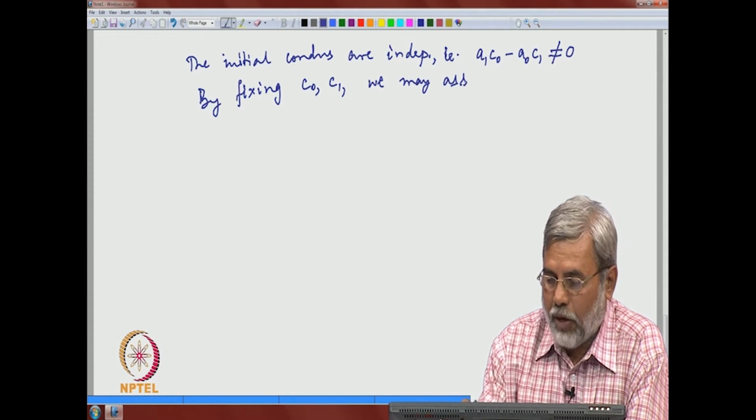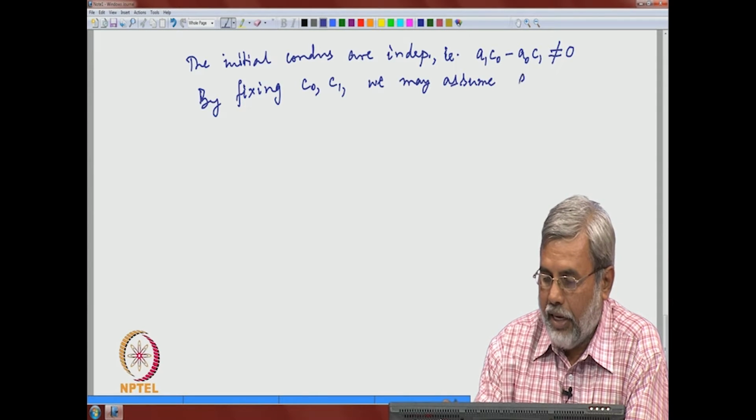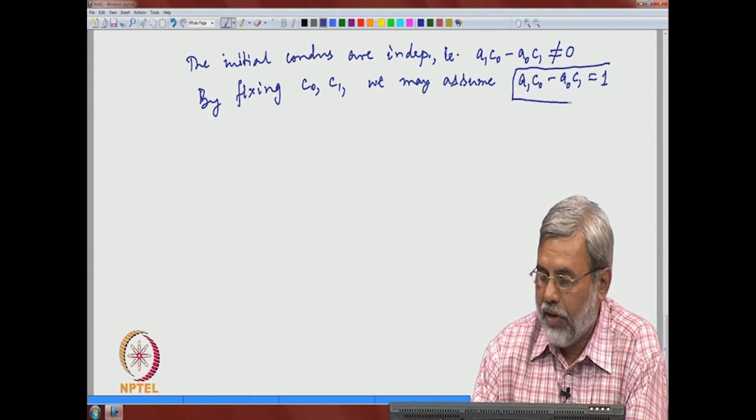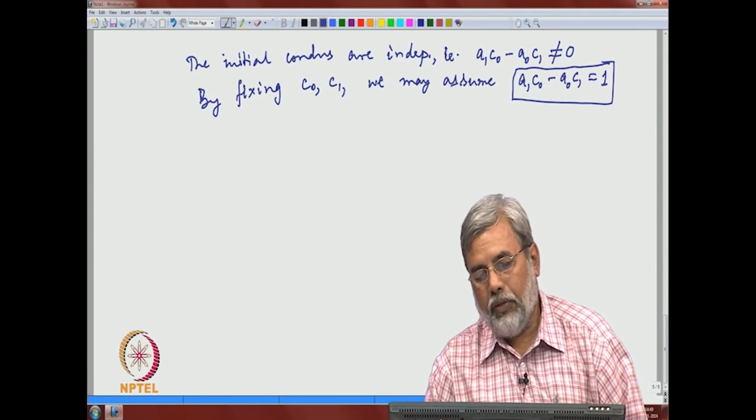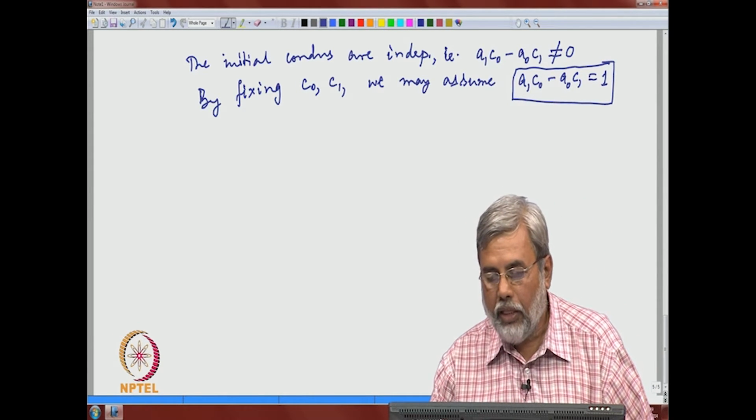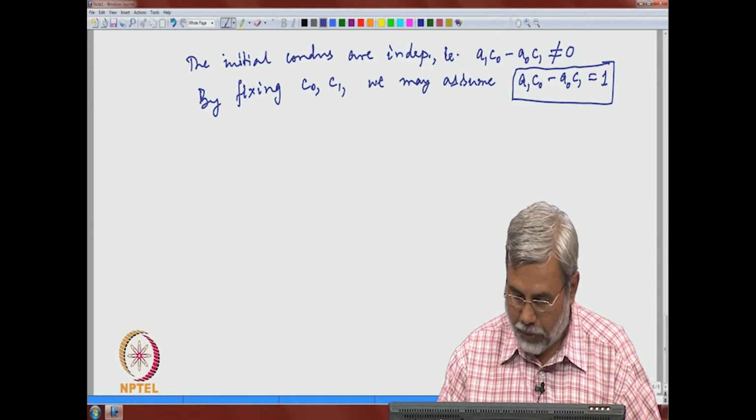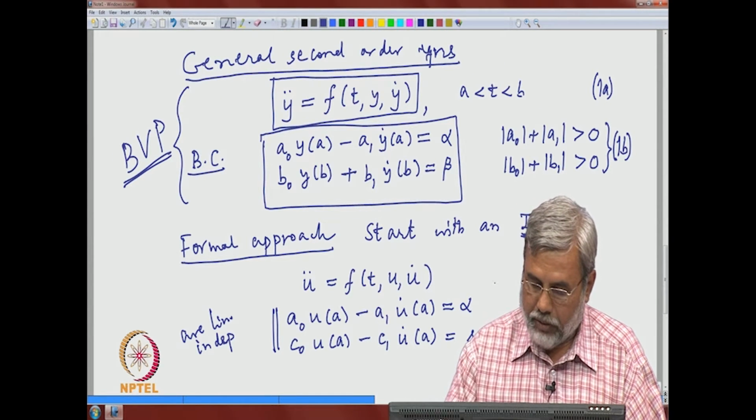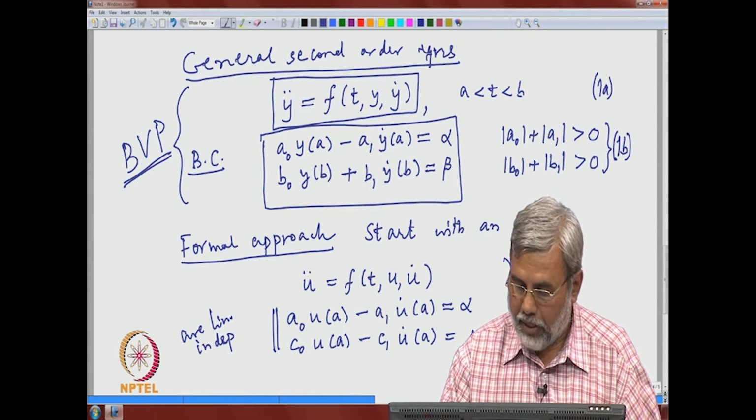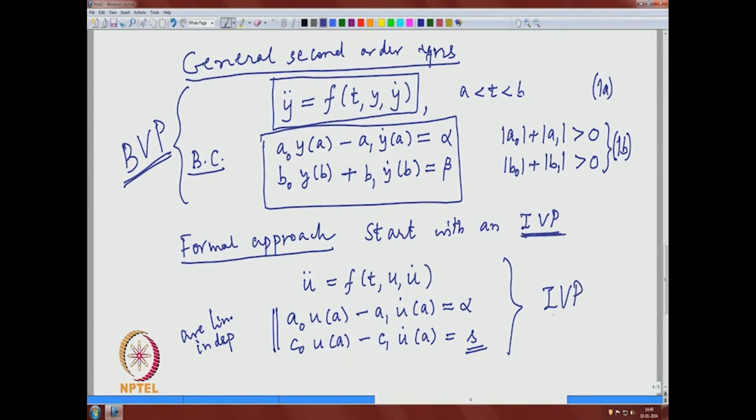So, this is a kind of normalization, that A1 C0 minus A0 C1 is equal to 1. Okay. So then you just forget it, and we have that initial value problem, the IVP. So, let me call it this.